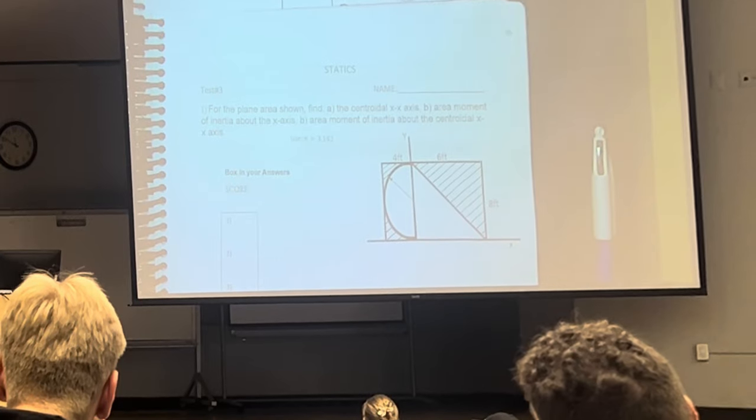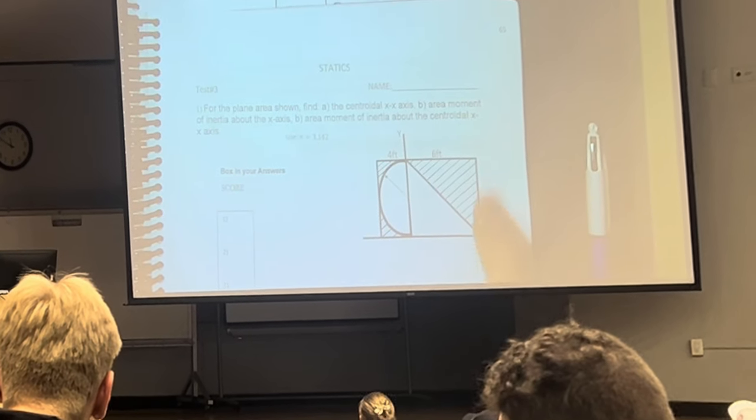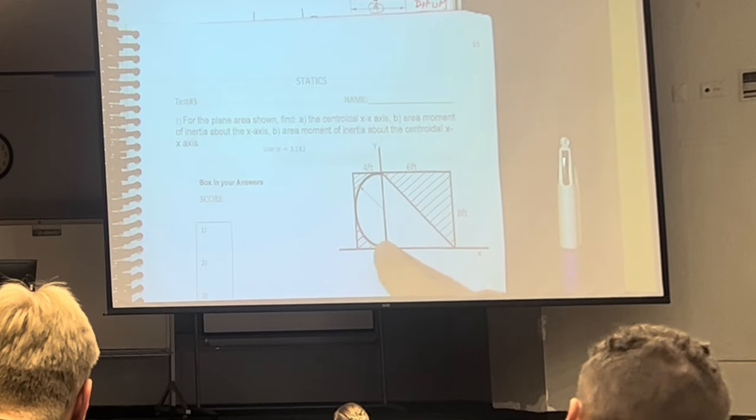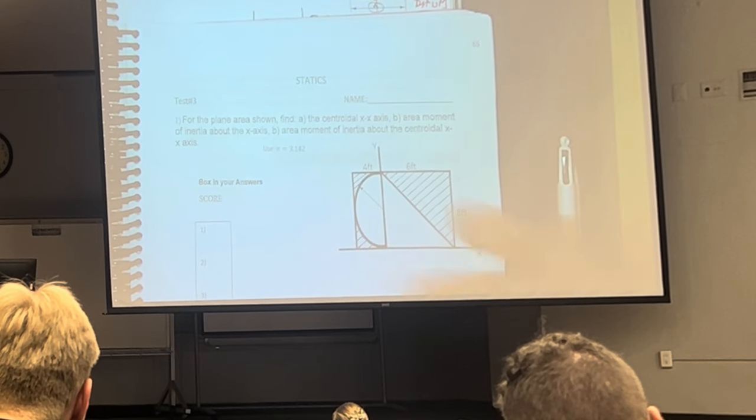Here we go, for the plane area shown, find me the centroid. Well, it looks like I have one big triangle that I'm going to cut out a semicircle from, and I'm going to cut out a triangle. So this is 3 pieces.